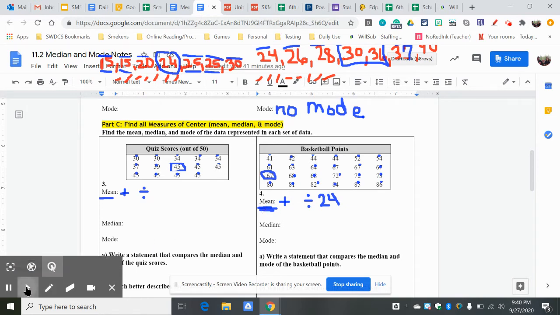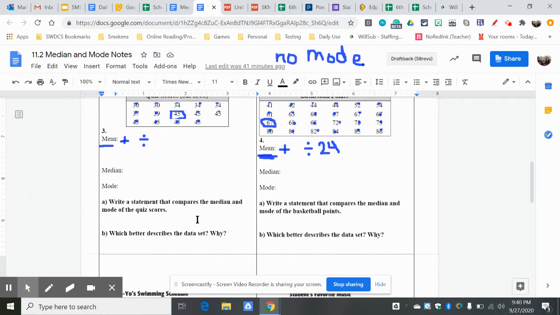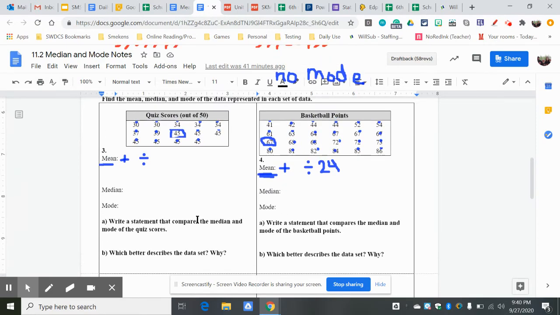Okay, I wanted to do those hard parts. Now we're going to come back to this, and these are ones I'm going to explain a little bit to you. It says, write a statement that compares the median and the mode of the quiz scores. Okay, so we're going to compare these two. I'm actually going to type this answer in, and I want you to write it down on your paper.